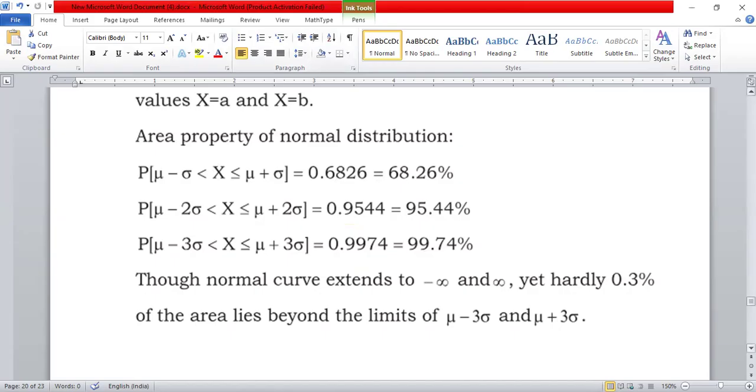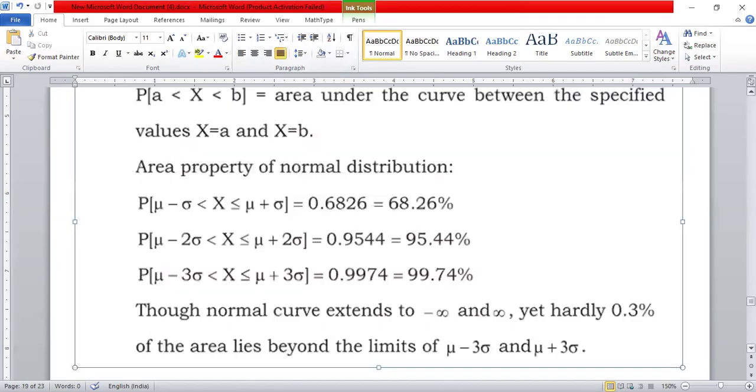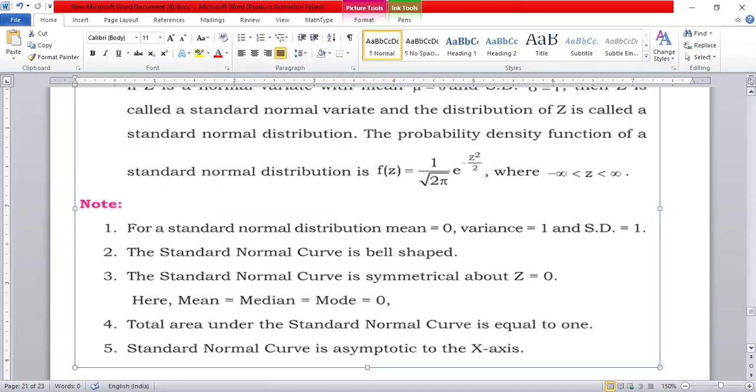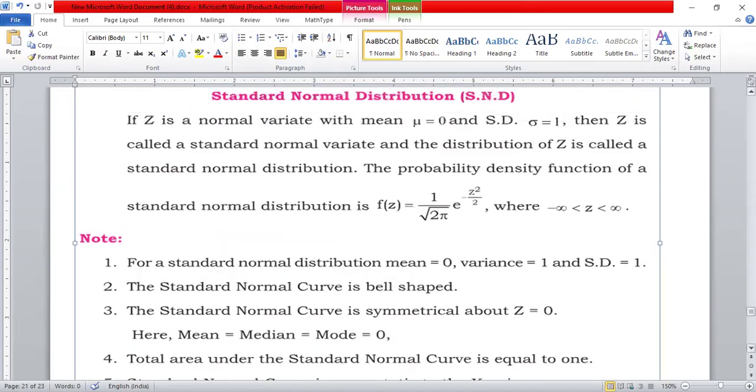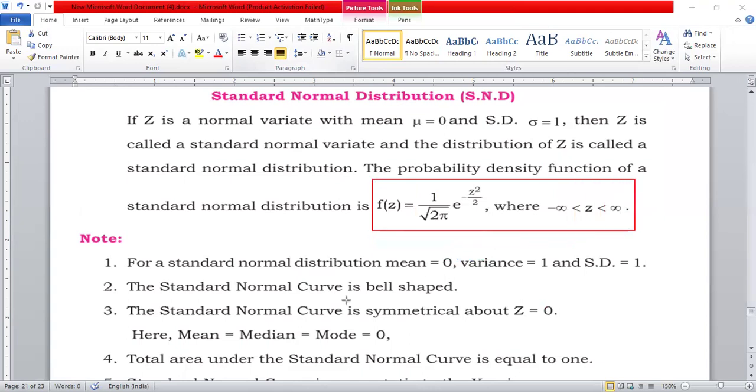Similarly, one more distribution is called the standard normal distribution. So what are the properties of the standard normal distribution? This is the PMF here. P of X is equal to P of Z, which is 1 over root 2 pi e to the power of minus Z square by 2, where Z lies between minus infinity and infinity. This is the standard normal distribution, when mu is equal to 0 and standard deviation is equal to 1.